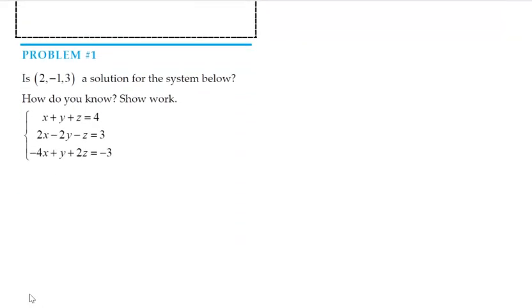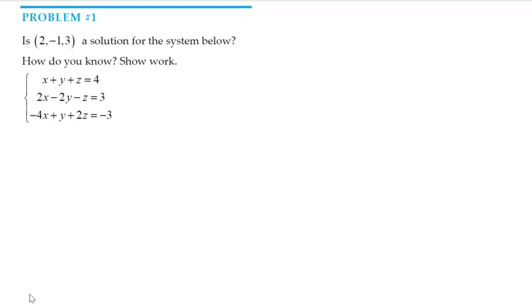Okay, so let's look at this next one. We're trying to figure out, is (2, -1, 3) a solution for this system that's given below? To check that, we need to substitute in 2 in place of x, -1 in place of y, and 3 in place of z. And we need to do that to all three equations. And it needs to come up with a true statement for all three.